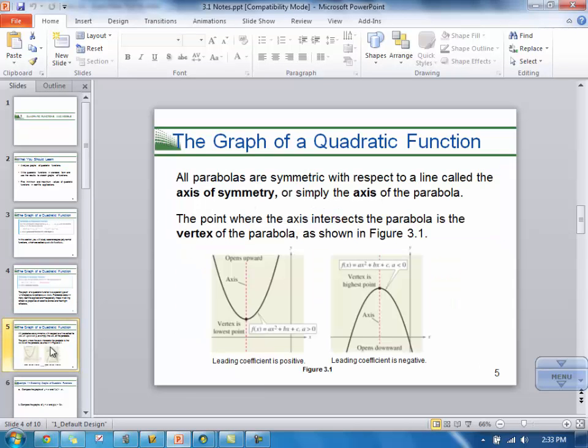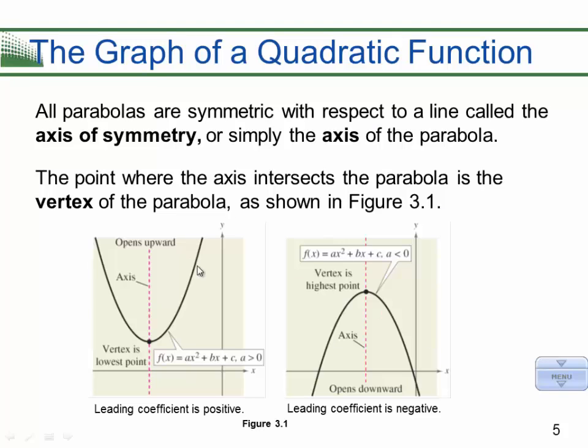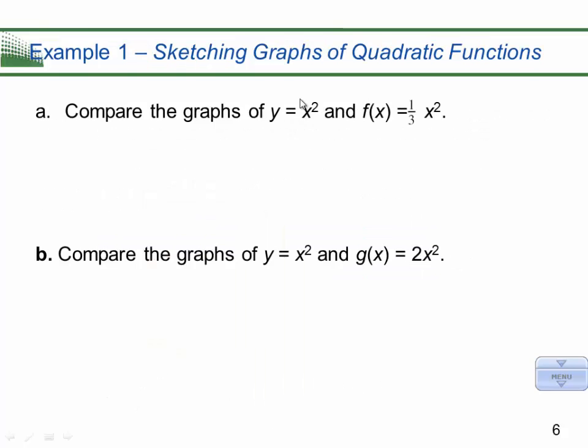So let's talk then about some other things that you might remember, like axis of symmetry. So axis of symmetry is the line that cuts the parabola in half. So all the points from the right side would be reflected over the axis of symmetry to the left side. So that's called the axis of symmetry. The vertex is either a minimum or a maximum, depending on whether it opens up or down. Okay, so let's take a look at some of these.